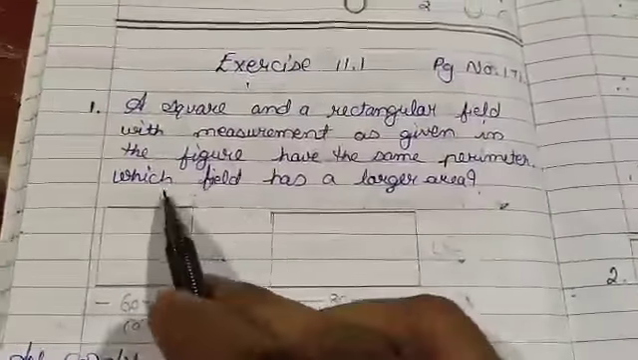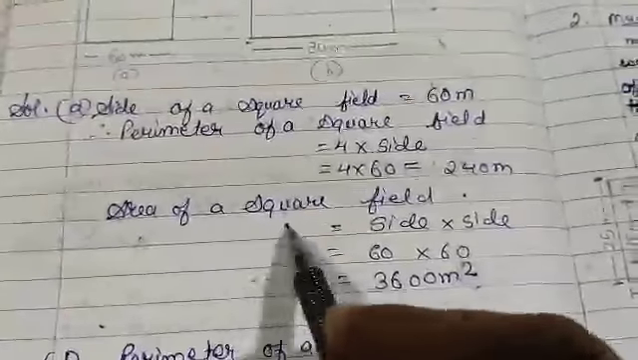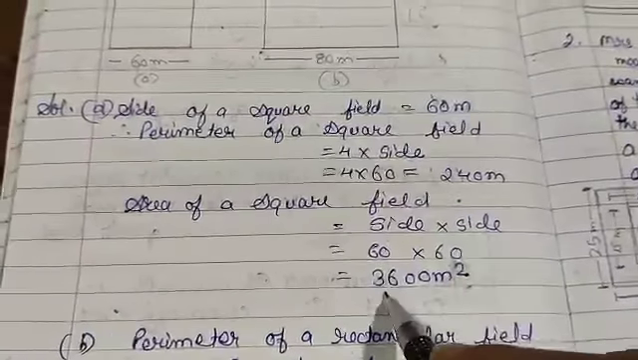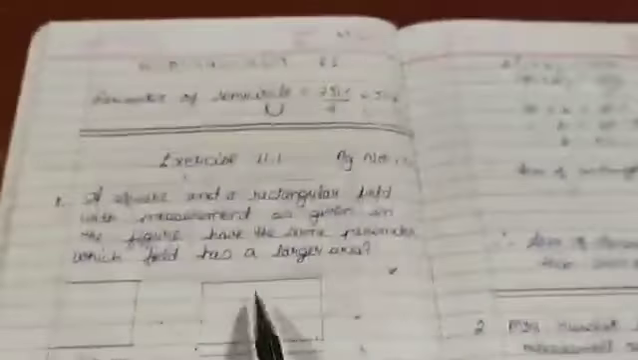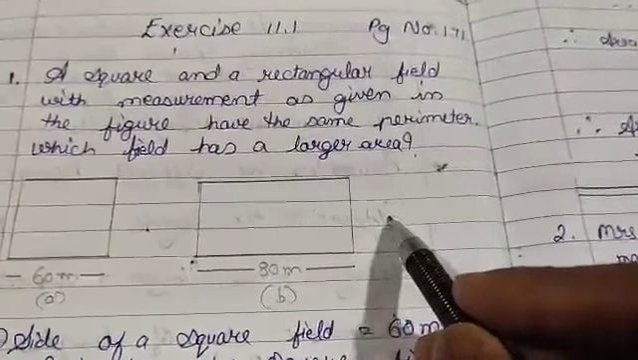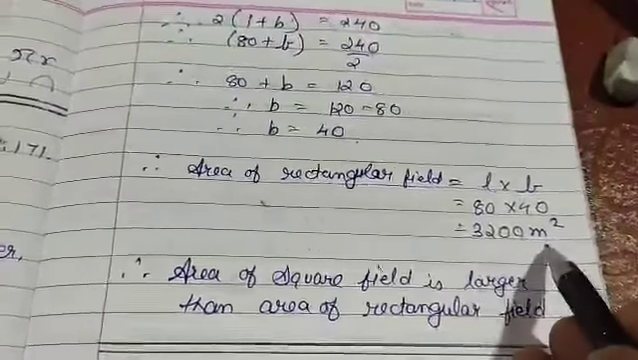Now dear student, we have to find out the area also, and we have to find whose area is larger. First we find the area of the square, that is side squared. The side is given as 60, so we multiply 60 by 60 and get 3600. Now the area of the rectangle: the length is 80 and the breadth we just found is 40. So the area of the rectangular field is l into b, that is 80 into 40, which gives 3200 meters square.